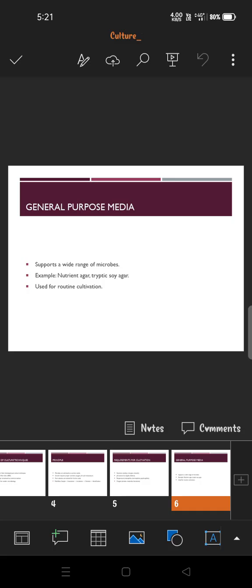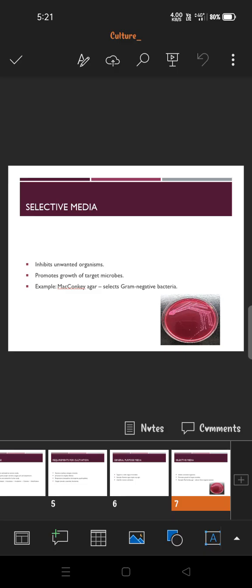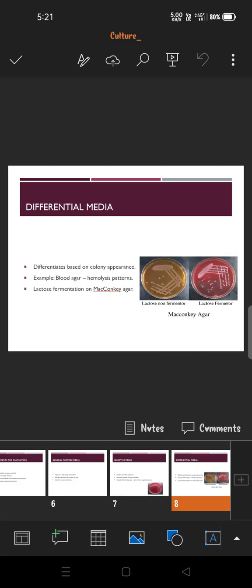General purpose media help a wide range of microbes to grow. For example, nutrient agar and tryptic soy agar are used for routine cultivation of microbes. Selective media inhibit unwanted microorganisms and promote growth of targeted microbes. For example, MacConkey agar for gram-negative bacteria.